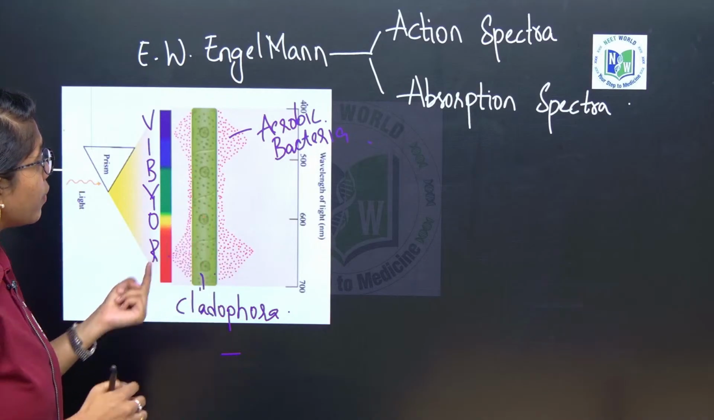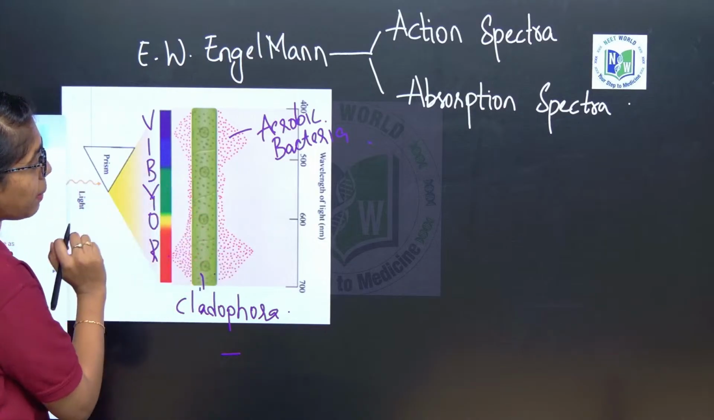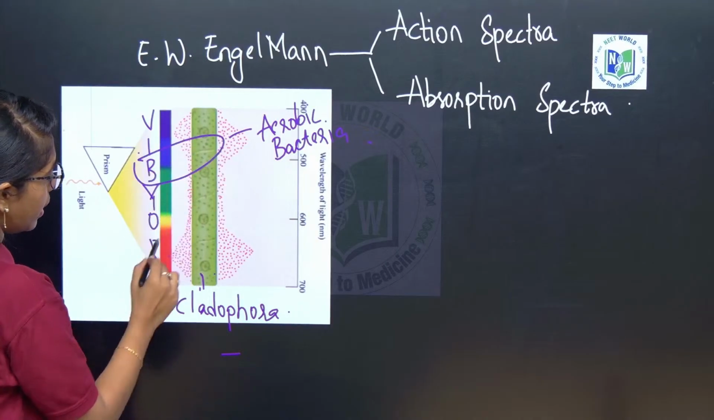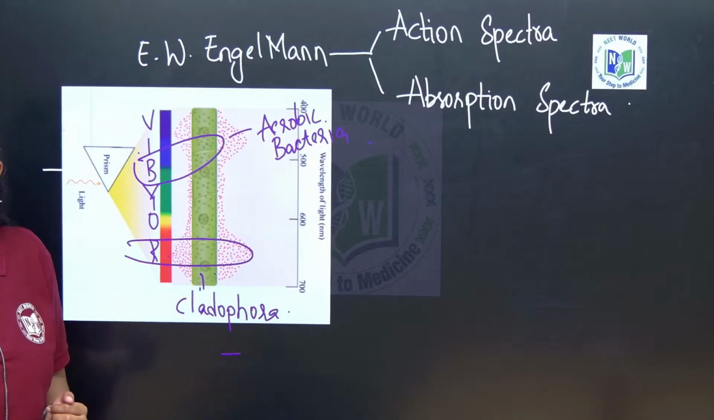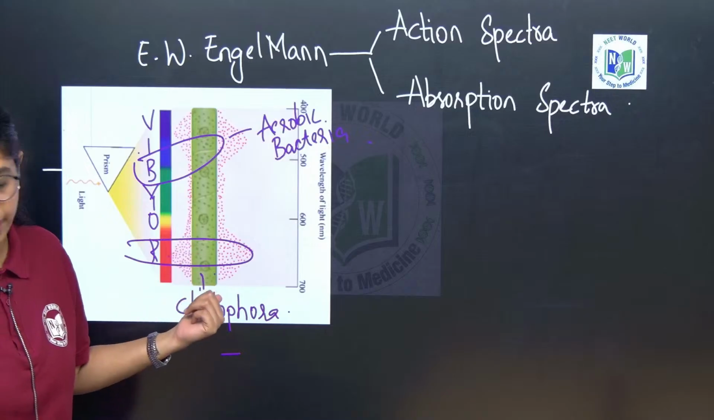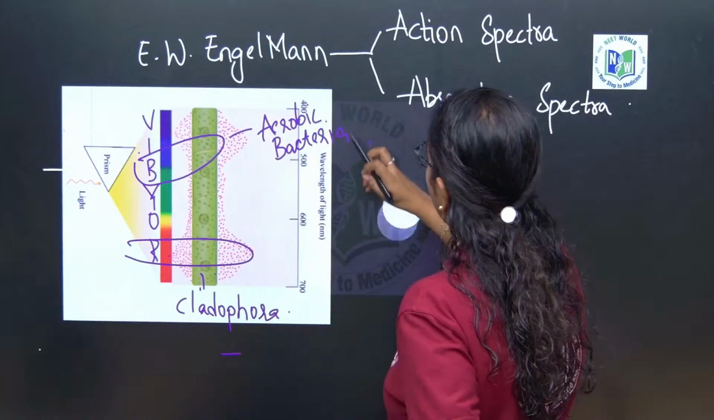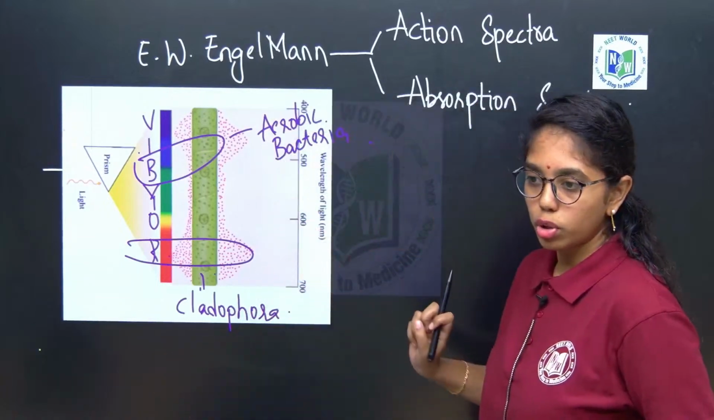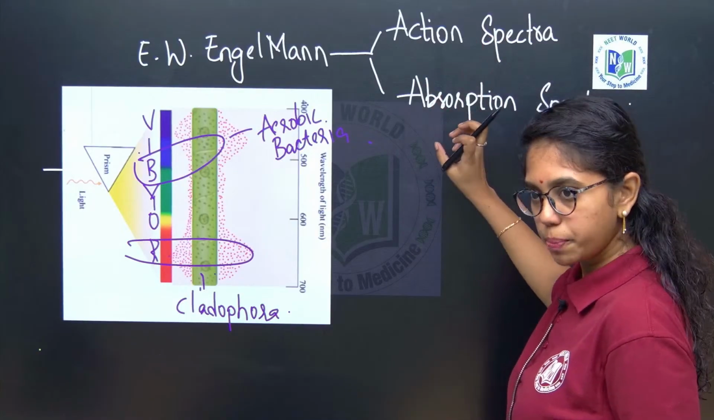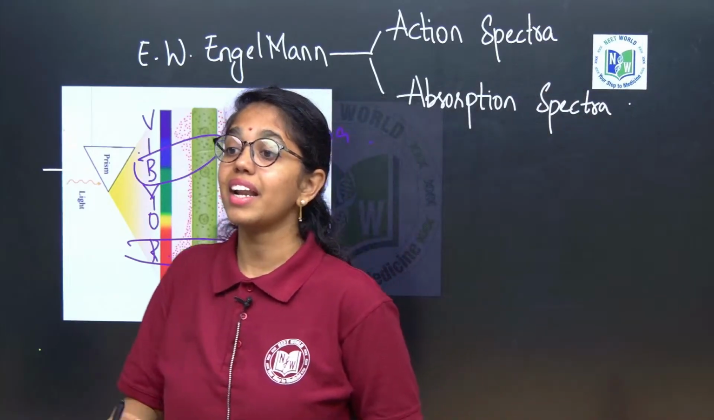So when you check the maximum amount of photosynthesis, it is very clear, you can see maximum photosynthesis at blue and red light regions. Yes or no? At blue and red light regions, maximum photosynthesis is conducted. With this he said that at blue and red regions maximum photosynthesis is conducted, and thereby he proposed action spectra and absorption spectra. From this only we got to know the colors of pigments and the range of pigments that we have.